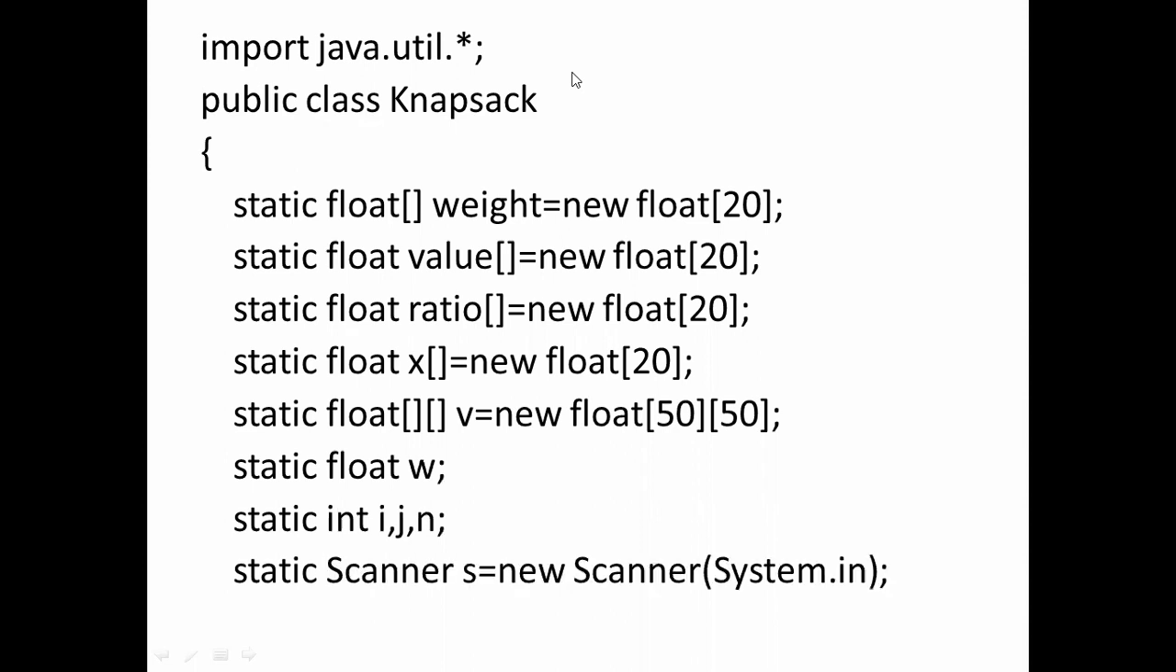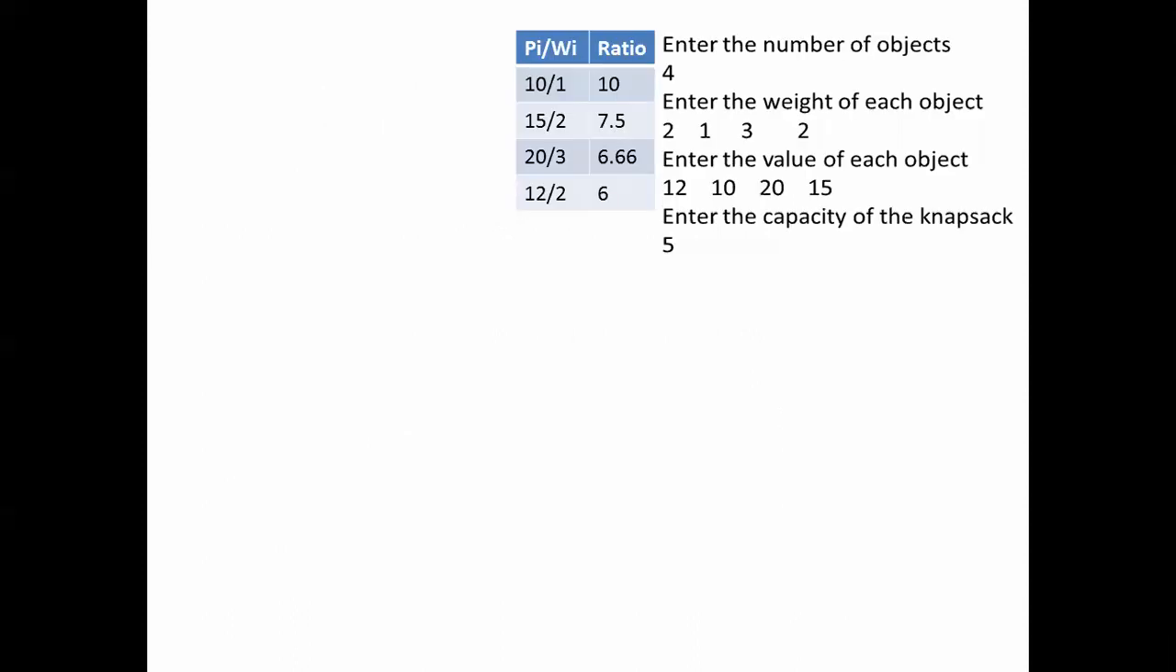Static Scanner s is equal to new Scanner(System.in). We know that System.in points to the input stream, and we are creating an object for that. So s points to the standard input stream. Okay, and consider these are the values I'm going to enter: the number of objects, that is 4, then enter the weight of each object: 2 1 3 2, I have entered the weights of 4 objects. Then I have entered the value of each object: 12 10 20 and 15, and the capacity of the knapsack I have entered is equal to 5.